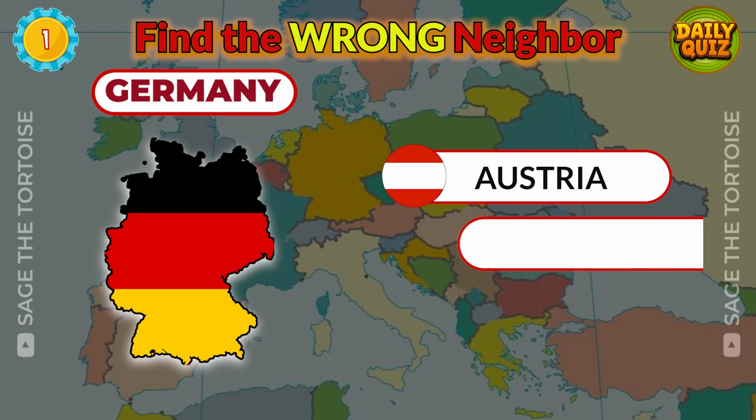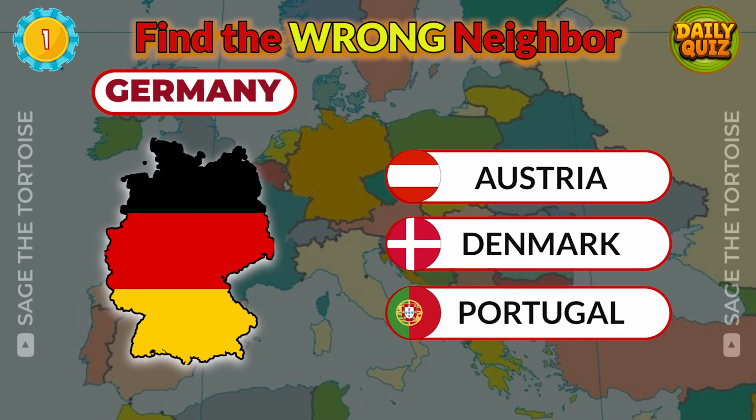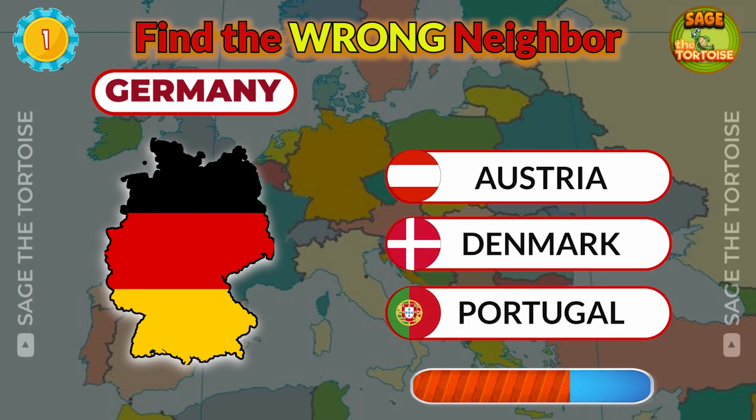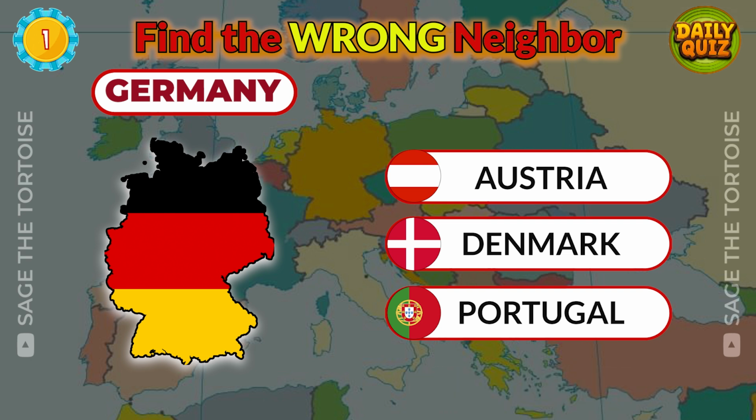Germany borders Austria, Denmark, and Portugal. Which one is wrong? The answer is Portugal.